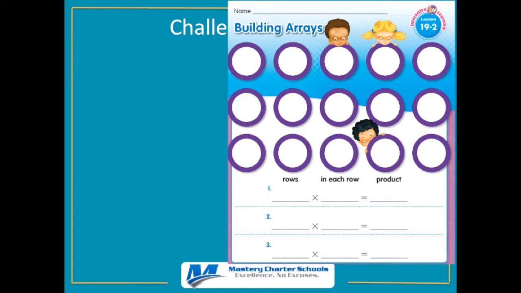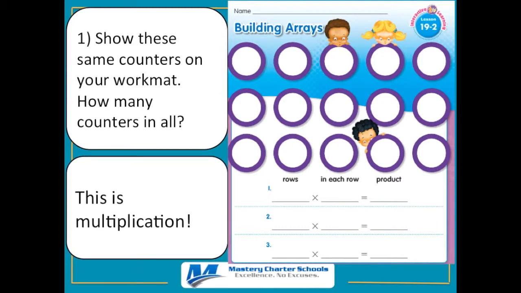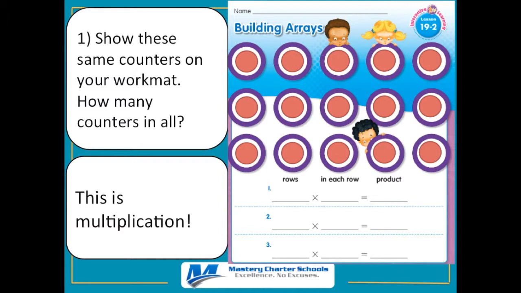All right, so now let's actually get to work trying to figure out the answer to a problem. So problem number 1, go ahead and read it. It says, show these same counters on your work mat. How many counters in all? So I'll show you. I want you to show these counters on your work mat. Pause the video and show it. Go. Okay, welcome back. So you should have all of these counters. You could count them up by ones, 1, 2, 3, like that. But this is why we do multiplication. It's actually easier not to do it that way.